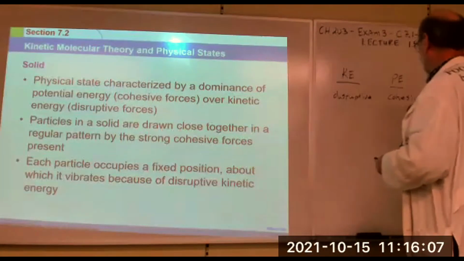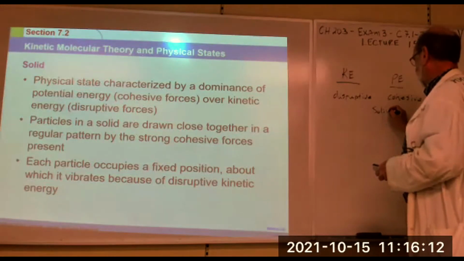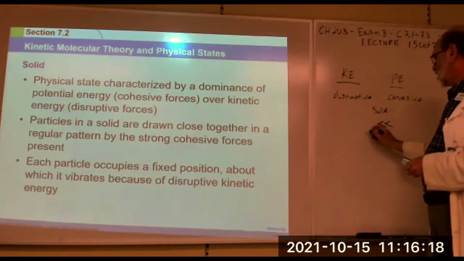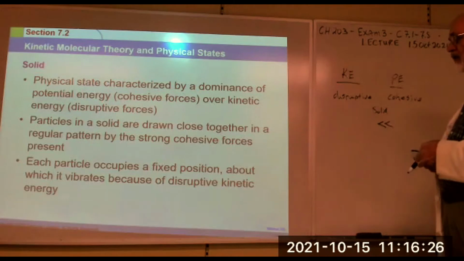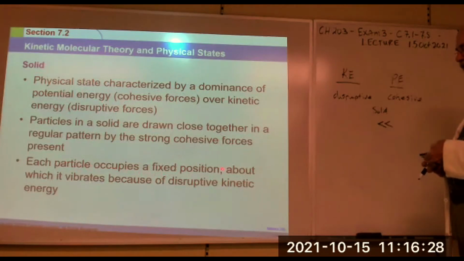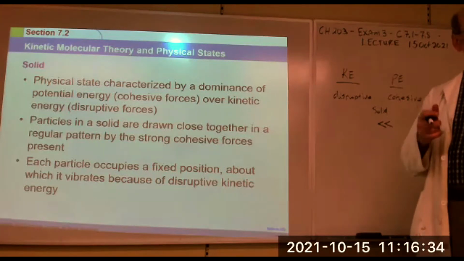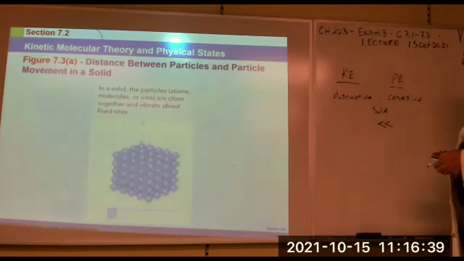So let's look at it this way. For a solid, the cohesive force is much greater than the disruptive force. Most often, the particles occupy a fixed position. And if they have any kinetic energy at all, it's energy of vibration. Right? They just sit there jiggling. So this is supposed to illustrate that, a vibrating solid.